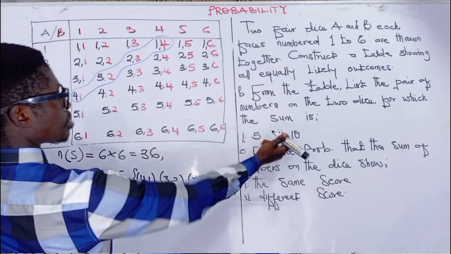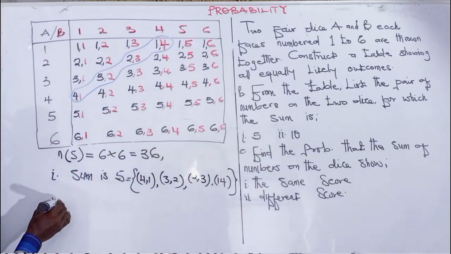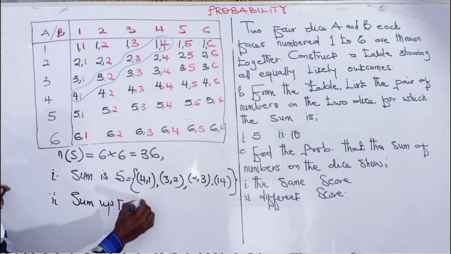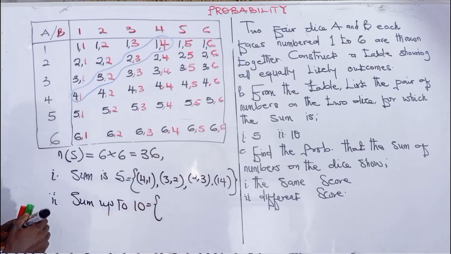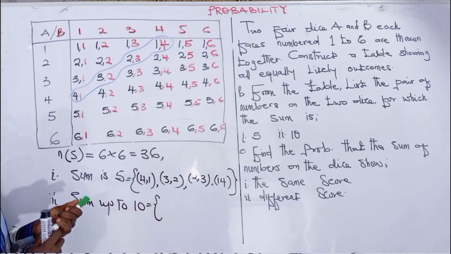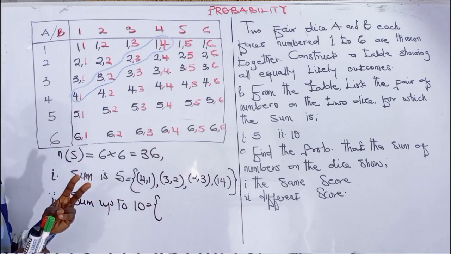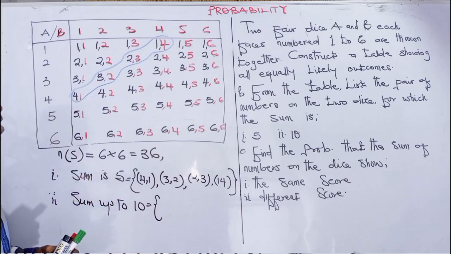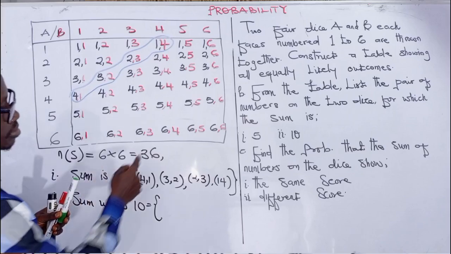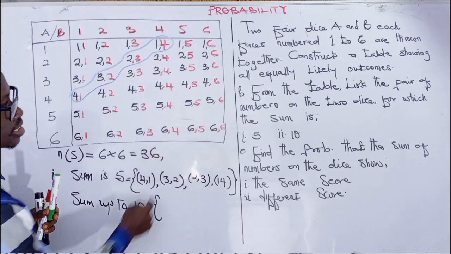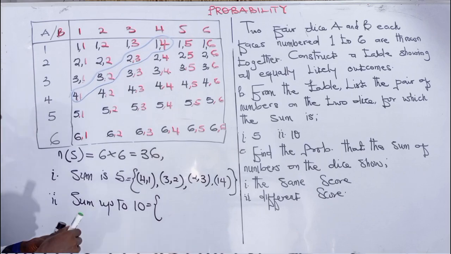Then we have the sum up to 10. So we have to look through the set of possible outcomes to see which pairs of numbers, when added, will give us what? 10. From here you can see that 6 plus 4 will give us 10, 5 plus 5 will give us 10, and 4 plus 6 will also give us 10.